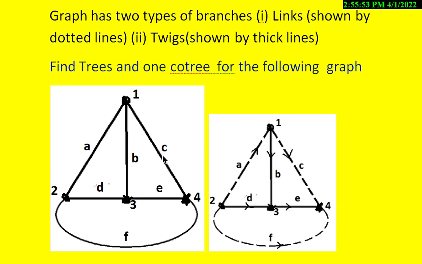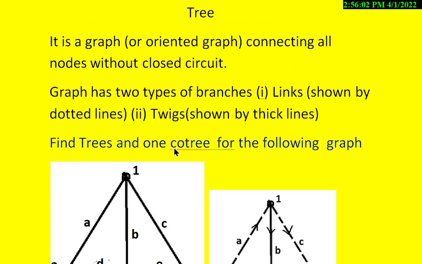And from this graph, we can draw a tree. A tree is nothing but, it is also a graph. It may be a general graph or oriented graph. Oriented graph means each branch will have the current direction, connecting all nodes without closed path. So tree means it is a graph connecting all nodes without closed circuit.